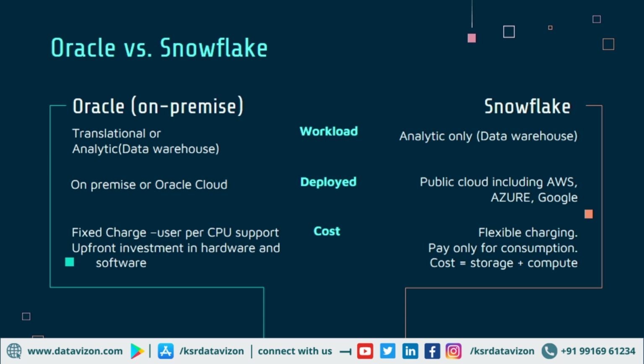But in Snowflake, the cost is so flexible, you pay only for what you have consumed. That means if you have a requirement of only 1 TB of data, you store 1 TB, and they will charge it for only 1 TB. The cost in Snowflake is calculated as storage plus compute. That means how much data you are storing plus how much processing you are doing, how many queries you are running, and which warehouses you are using to run them. So your cost will be based on storage plus compute.